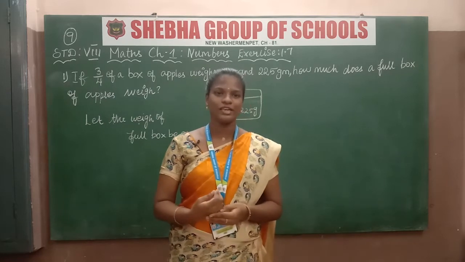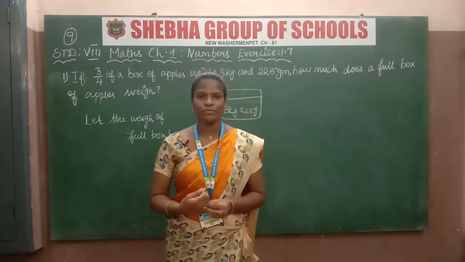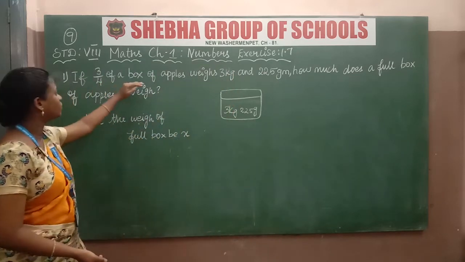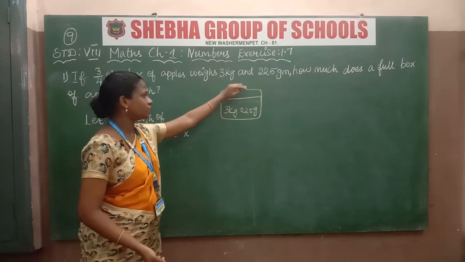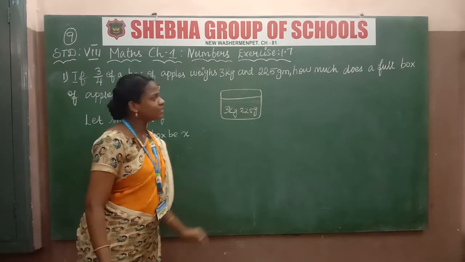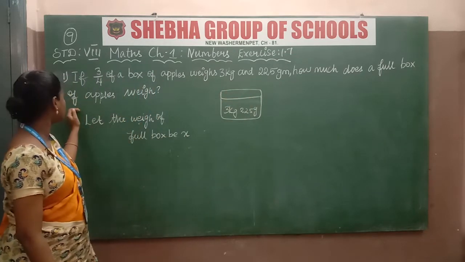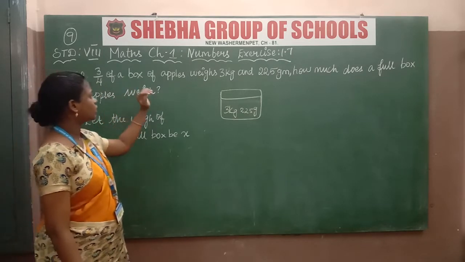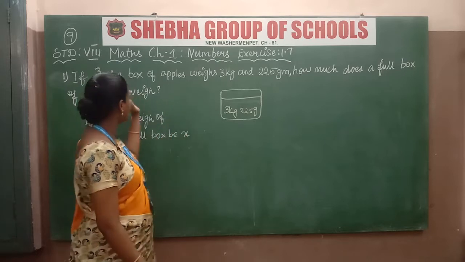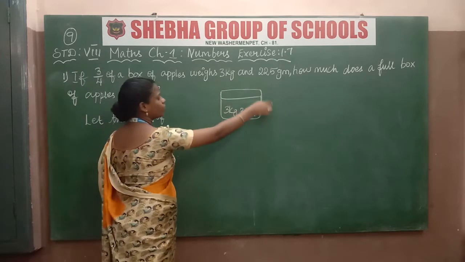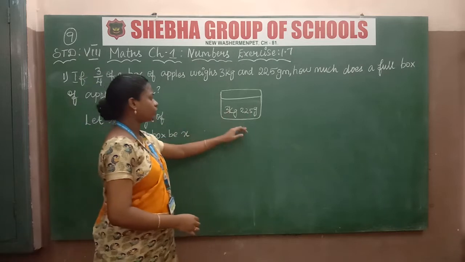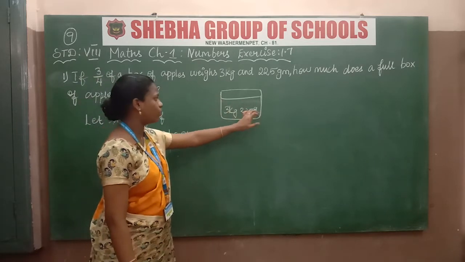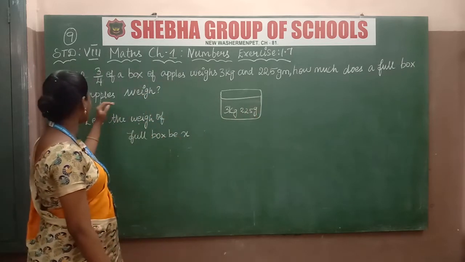Today we are going to see the first chapter, exercise 1.7. Let's start the first sum. If 3 by 4th of a box of apples weighs 3 kg 225 gram, how many does a full box of apples weigh? Okay, 3 by 4th of a box of apples weighs 3 kg 225 gram. How much does a full box of apples weigh?